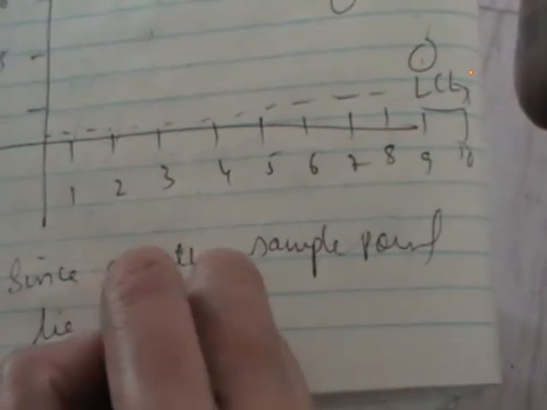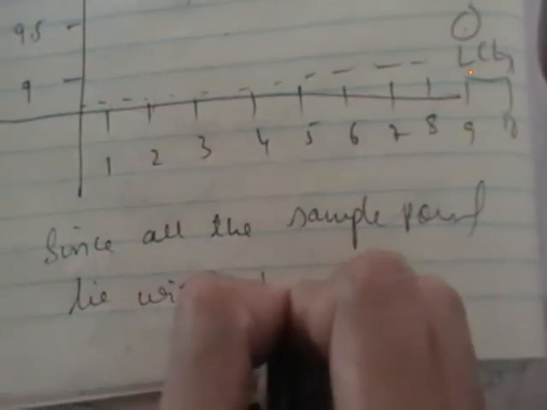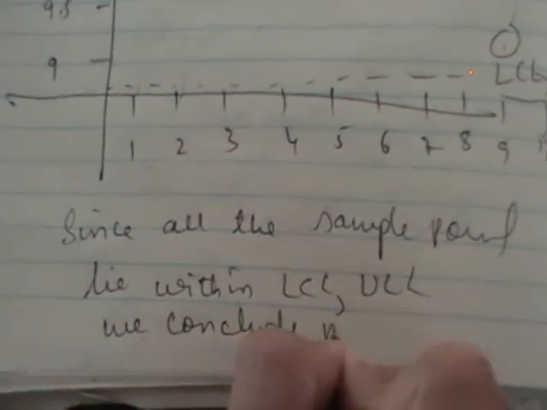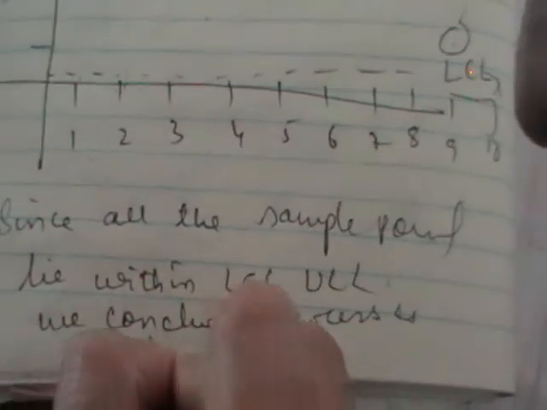Since all the sample points lie within LCL, UCL, we conclude that the process is under statistical control. Whenever any point goes beyond these lines, we conclude the process is out of statistical control.